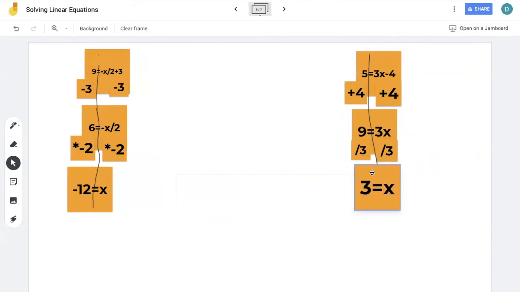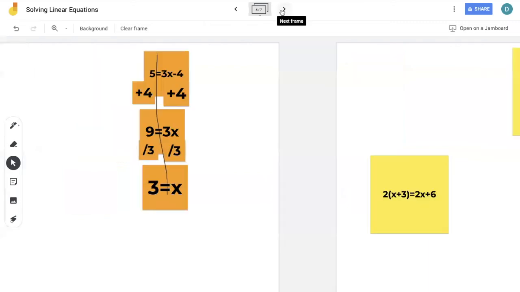And if we want to verify it, we definitely can. So 3 times 3 is 9. And then subtract 4, we get 5. And that matches. So we know we have the right answer.